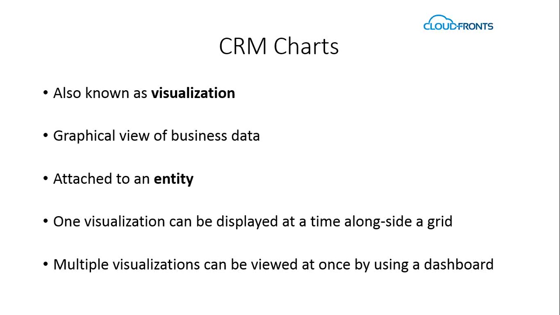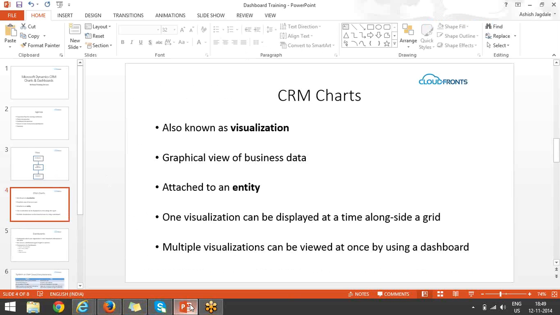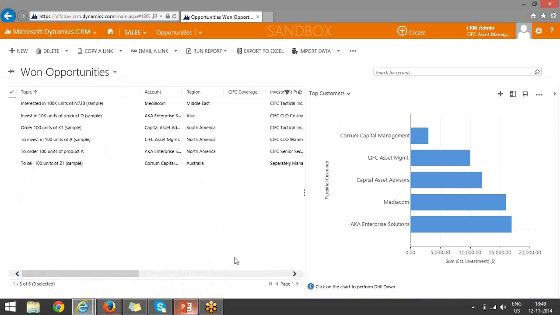The CRM charts are attached to an entity, but we can only view one chart or one visualization at a time. If you want to view multiple visualizations, we can do so with the help of a dashboard. With a dashboard, we can place 6 different charts or visualizations inside a single dashboard. So how do we create a chart?